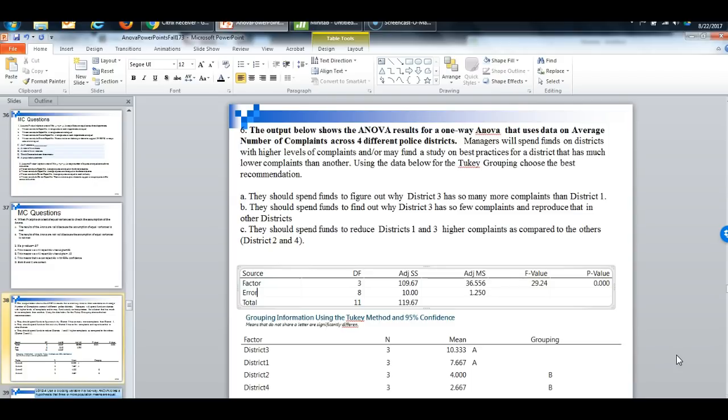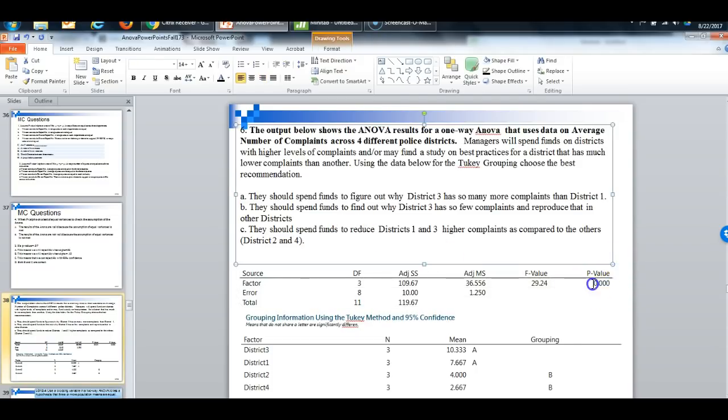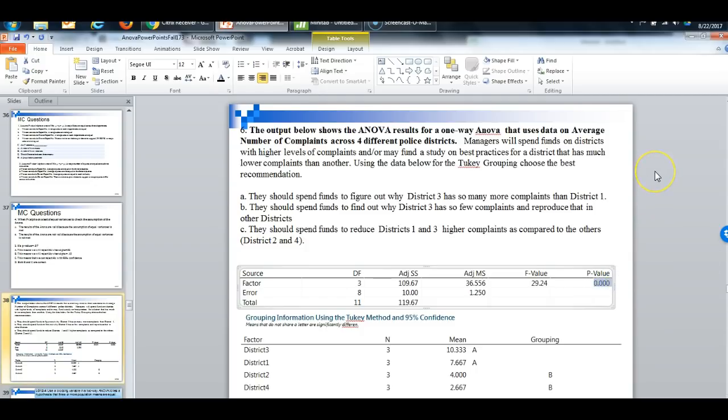Average complaints are equal across 4 districts. Average number of complaints are not equal across districts, H naught, HA. So are they equal or not equal? Means are not equal. At least one mean differs for these districts. Does everybody see that just by looking at the p-value? We really don't even have to look at H naught, HA, F computed, F table statistical result. We can just look at this p-value and say, yeah, means differ for these districts.